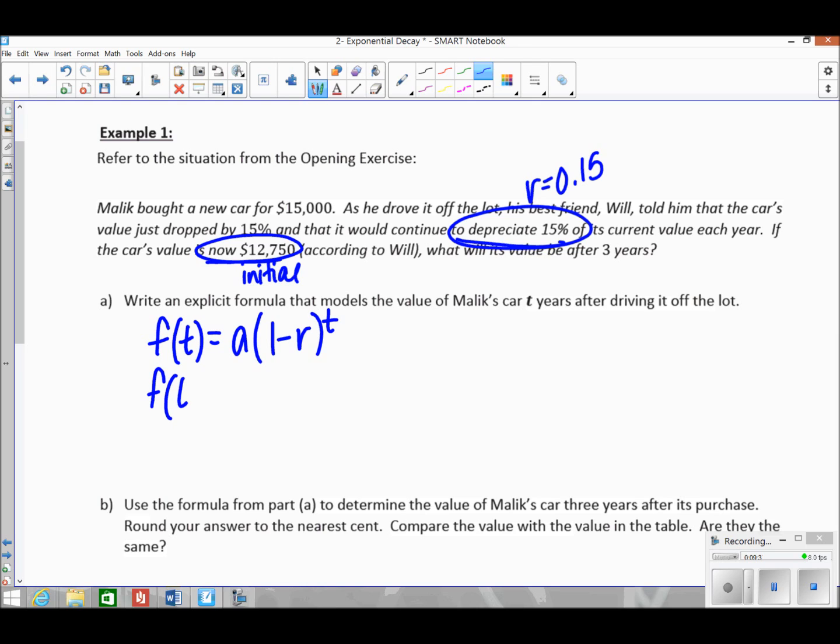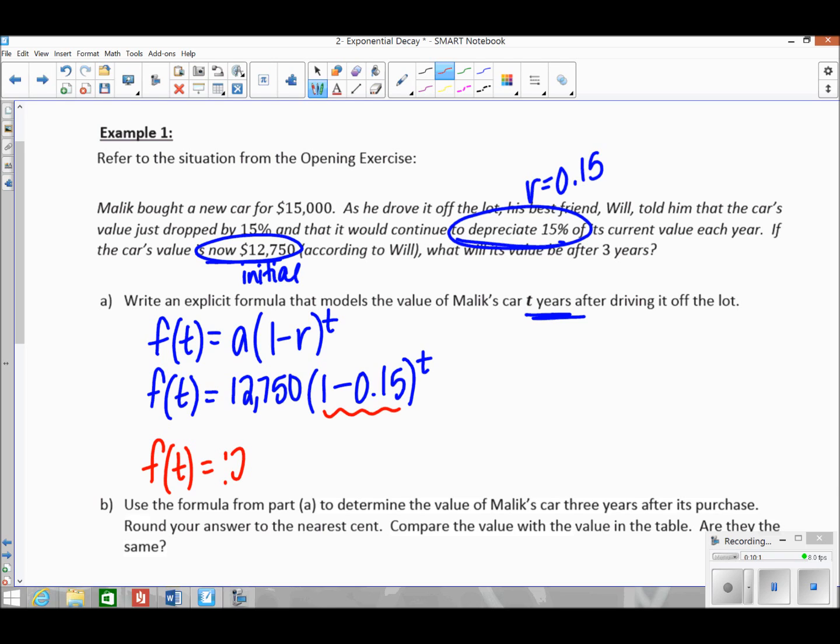A is going to be your initial, so 12,750. 1 minus your rate, 0.15, and T is going to stay because it says T years after driving off the lot. We're trying to come up with an equation. So then the only thing I'd recommend doing is just going ahead and simplifying that. We can't combine these because this part in parentheses belongs to that exponent that's being raised to the t, but 12,750 is just getting multiplied, so that's just going to stay out in front. So basically our equation is going to be 12,750 times 0.85 to the t.